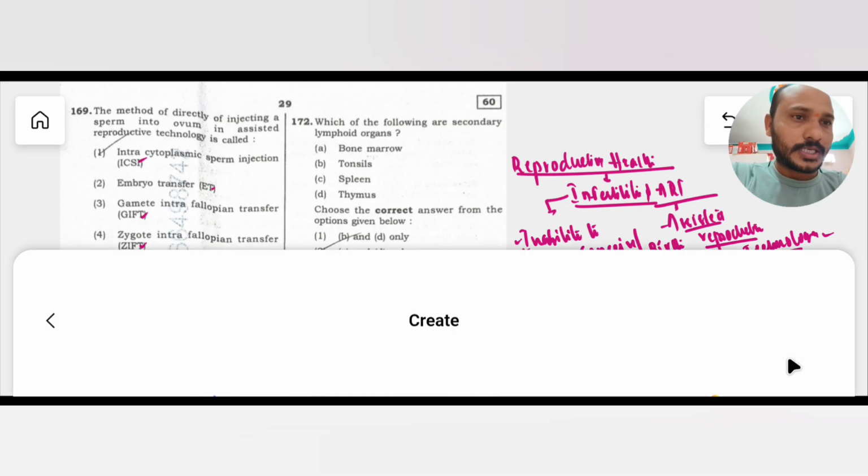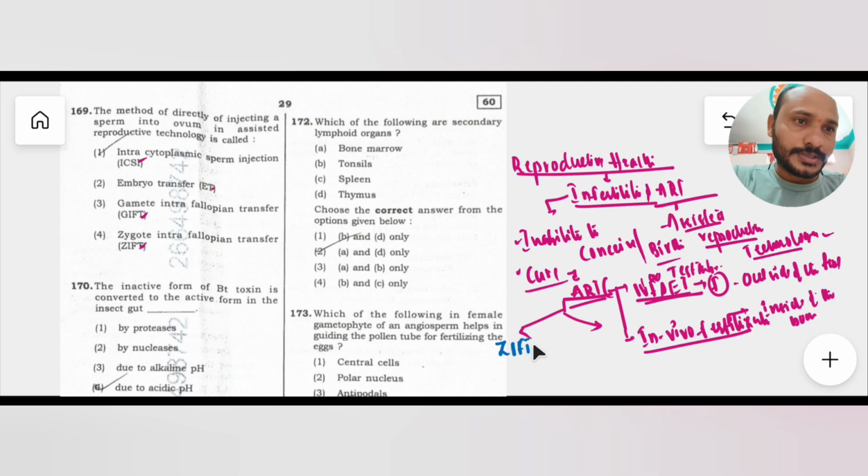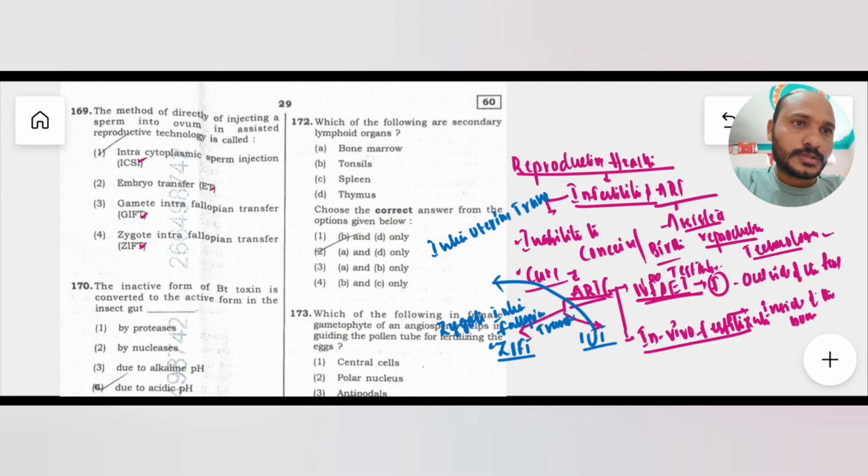So there are two types of in vitro fertilization, like ZIFT and one more is IUT. So these two are types of IVF and ET. Here ZIFT means zygote intrafallopian transfer, and here IUT means intrauterine transfer. So what is the major difference between ZIFT and intrauterine transfer?